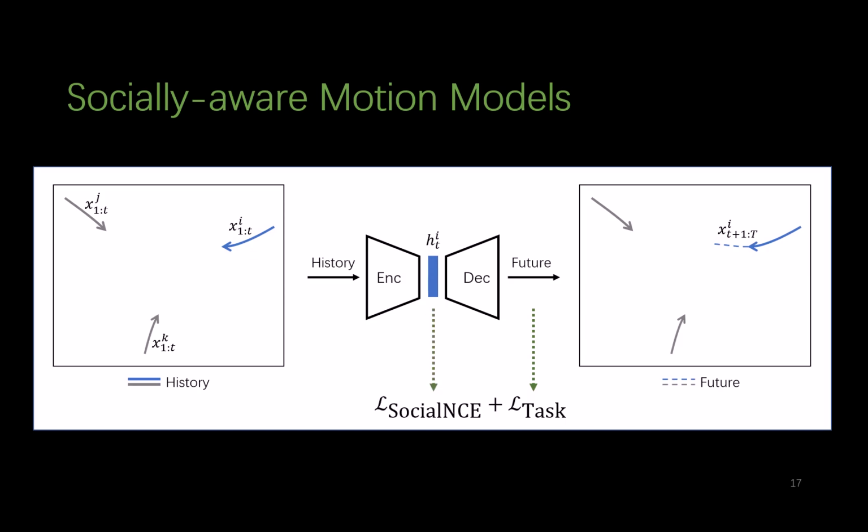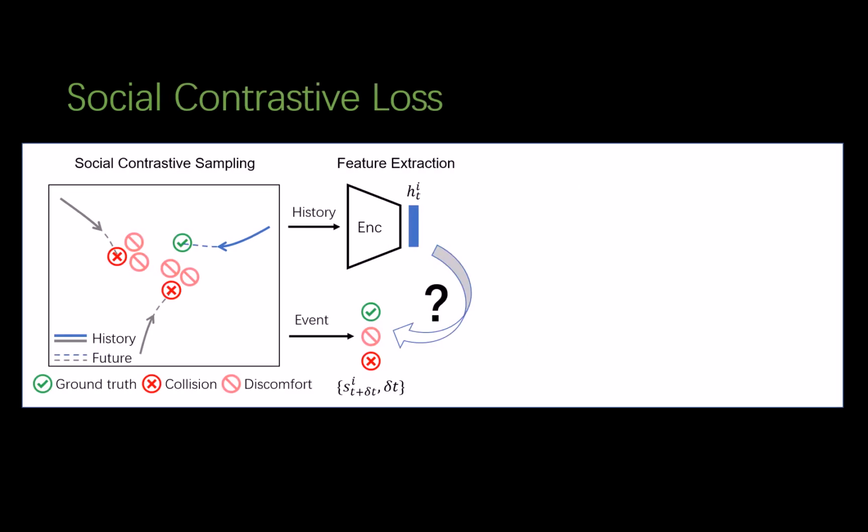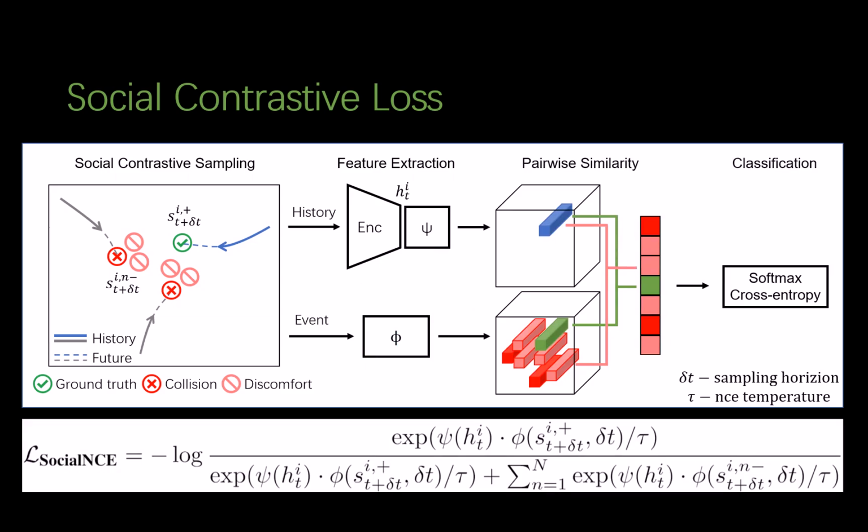The model is typically trained with a task loss, such as mean-squared error or negative log likelihood. In order to promote robust representation h_t^i, we introduce an auxiliary loss, which regularizes the feature vector such that it contains sufficient information for distinguishing a positive event from a set of negative ones. Here, the event is defined as the state s of the agent i at a specific time step in the future, for instance, time t plus delta t. We formulate this objective as learning an embedding space, where the projected feature vector of the history is pulled closer to the embedding of the positive future events while pushing apart from the negative ones.